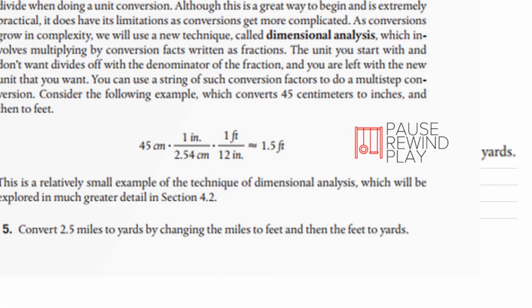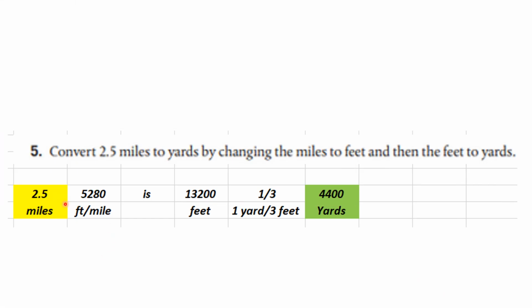Let's see. Okay, so 2.5 miles. We're changing it to feet, and so there are 5,280 feet per mile. The miles will cancel, and now this is feet. So when I multiply those two numbers using Excel, and again, you should be using Excel for this, we get 13,200 feet. But then there is 1 yard per 3 feet. That means we're going to divide by 3, and we'll find that this is 4,400 yards.